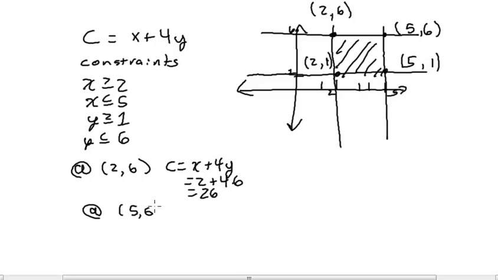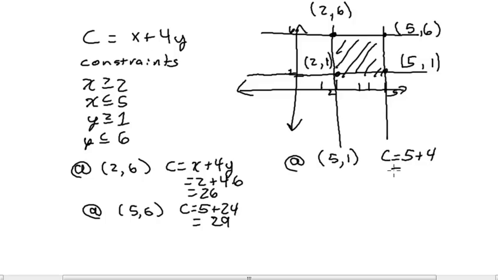At (5, 6), c equals x, which is 5, plus 4 times y, so y is 6, so 4 times 6 is 24, or 29. At (5, 1), c equals x is 5, y is 1, so plus 4, c equals 9. And at (2, 1), c equals 2 plus 4, or 6.